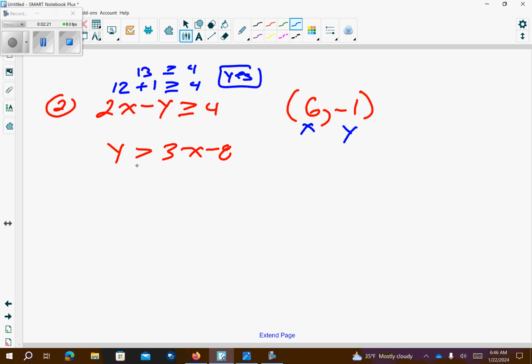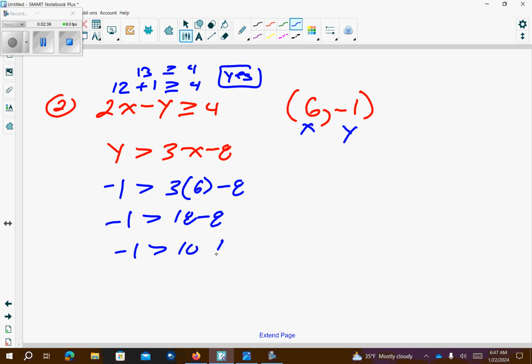Okay, I'll try the other one, so I'm going to go negative 1. Is negative 1 greater than 3 times 6 minus 8? Is negative 1 greater than 18 minus 8? Is negative 1 greater than 10? This is no. Okay, negative 1's not bigger. It's not further to the left on the number line. So this is also false, not a solution. I guess you don't have to put false, you don't need that.